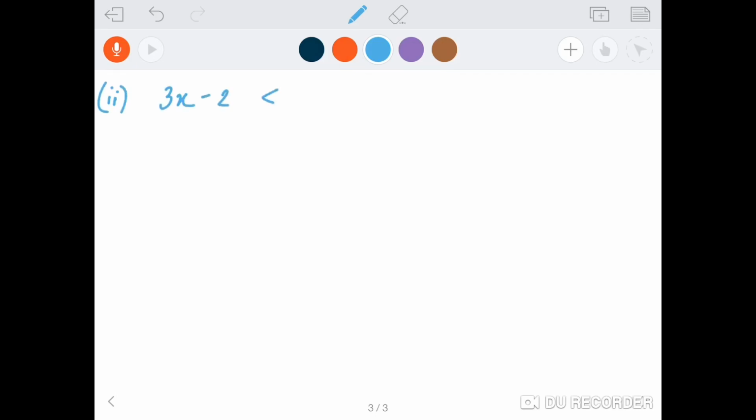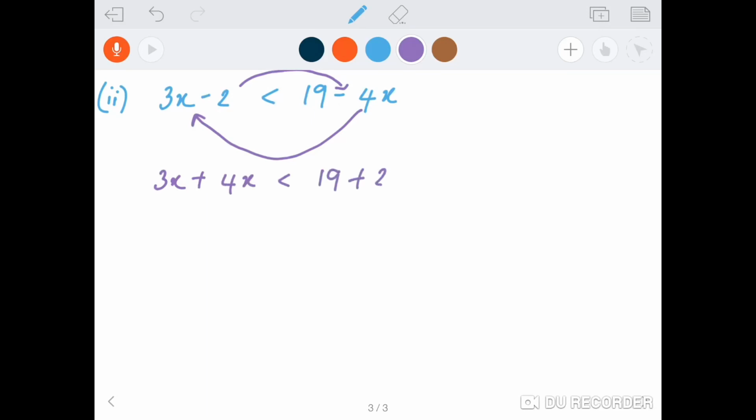The second question says 3x minus 2 is less than 19 minus 4x. I would do the usual things again. I'll move all my like terms together. So I get 3x plus 4x. Remember, there was a minus 4x this side. If I push it to the LHS, that becomes a plus 4x. I get 19 plus 2. I know this is 7x is less than 21. So x becomes less than 21 by 7, which is 3.